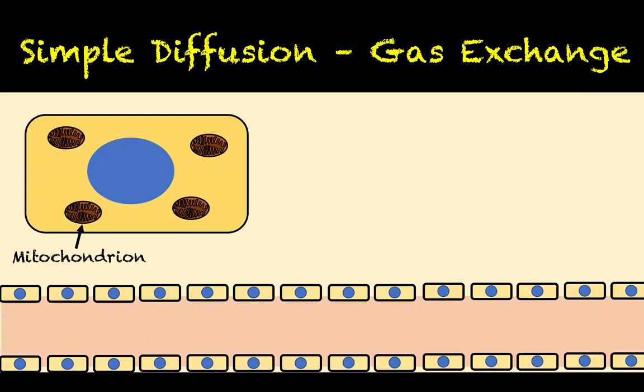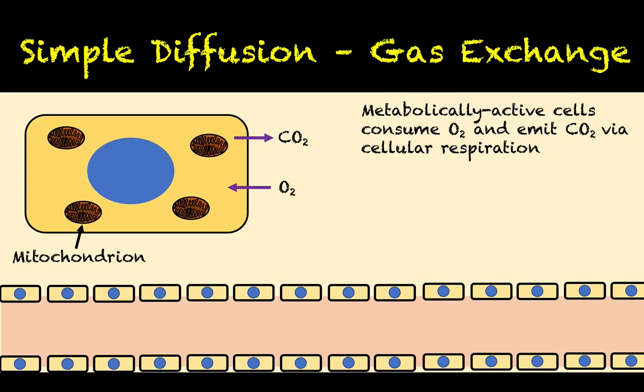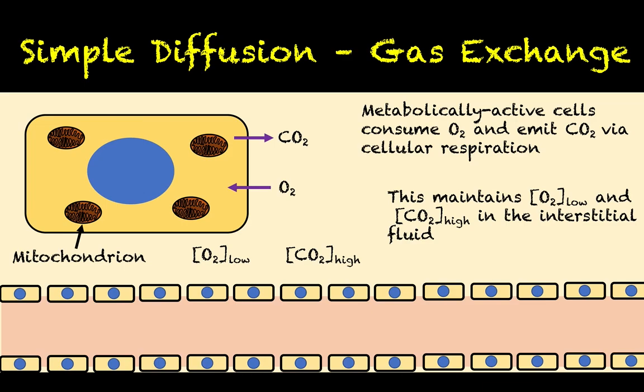Speaking of which, let's take a look at simple diffusion gas exchange occurring in tissues and cells throughout the body that need that oxygen that's being delivered. So the idea here is that metabolically active cells throughout the body, such as skeletal muscle, for example, are constantly consuming oxygen and emitting carbon dioxide through cellular respiration activities in their mitochondria. The consequence of this is that this is going to maintain in the surrounding interstitial fluid low concentrations of oxygen and high concentrations of carbon dioxide.